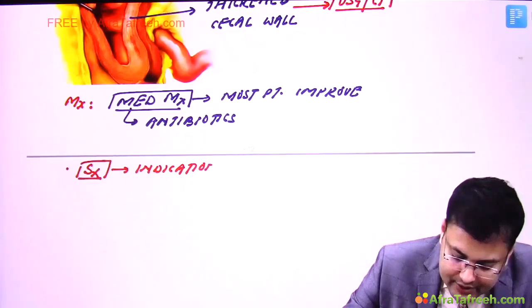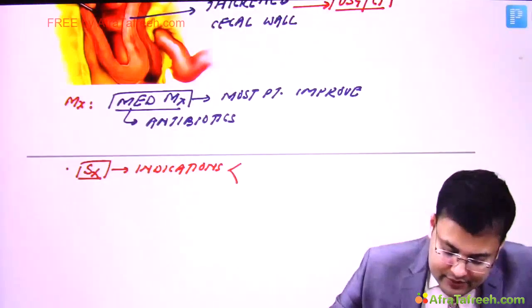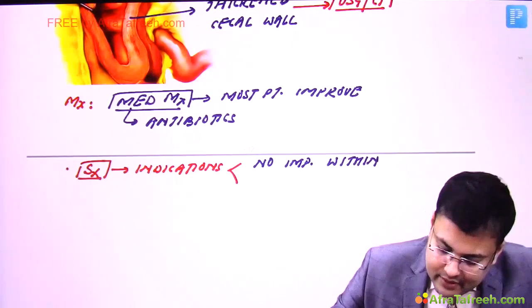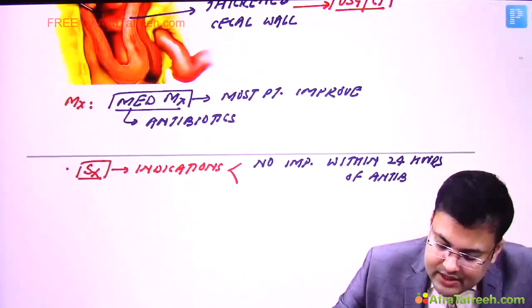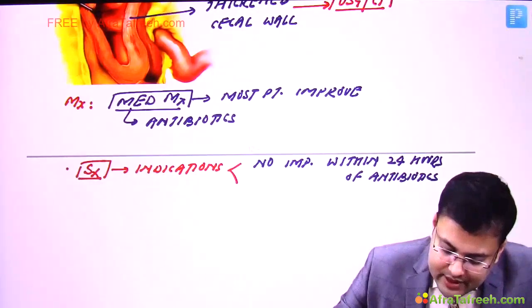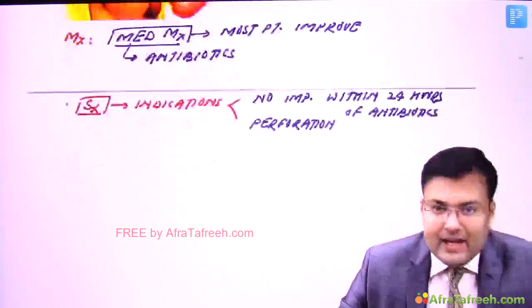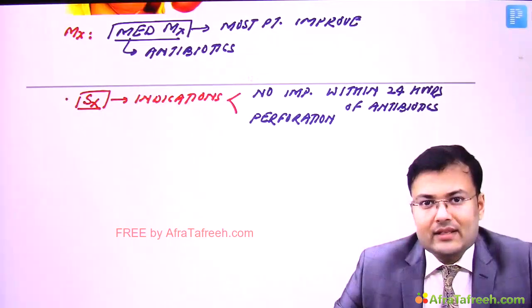Indications of surgery. So first, if there is no improvement within 24 hours of antibiotics, or patient is having perforation peritonitis. So there is perforation, right? So this is how we manage the typhlitis, which is also known as neutropenic colitis.